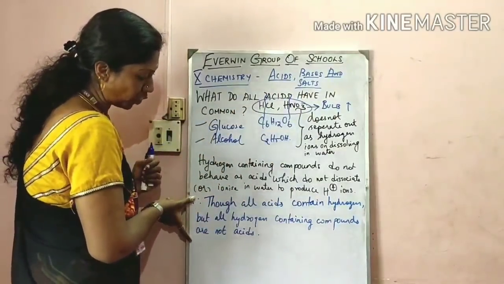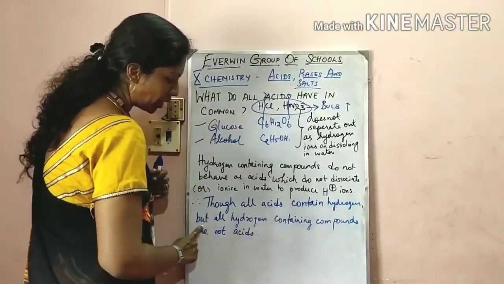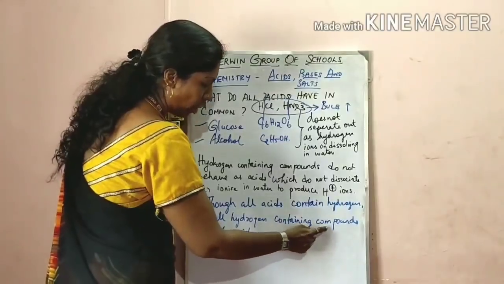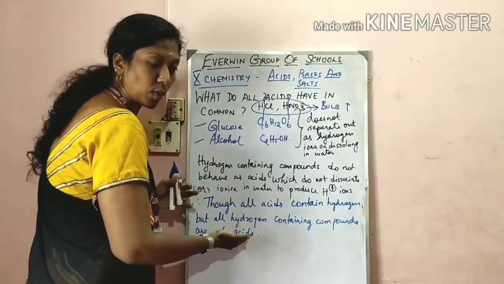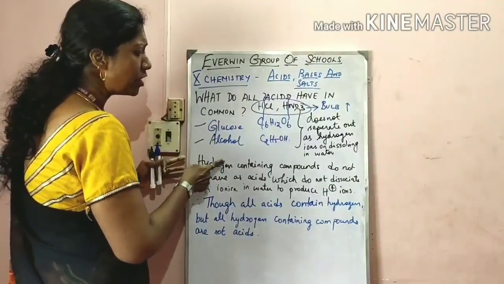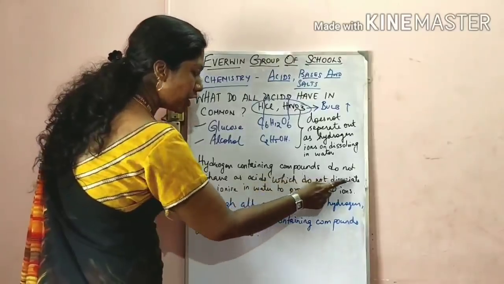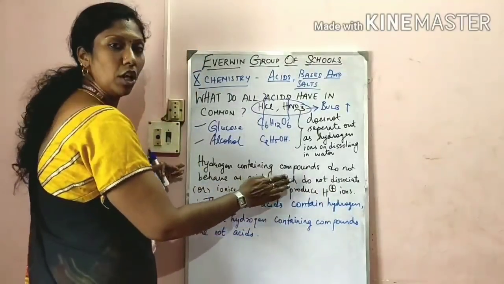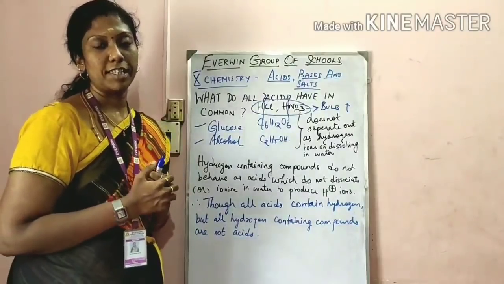This point is very important. Though all acids contain hydrogen, all hydrogen containing compounds are not acids. Justify the statement. For this question you should answer, the hydrogen containing compounds do not behave as acids if they do not dissociate or ionize in water to produce H plus ions. This is what this activity infers.